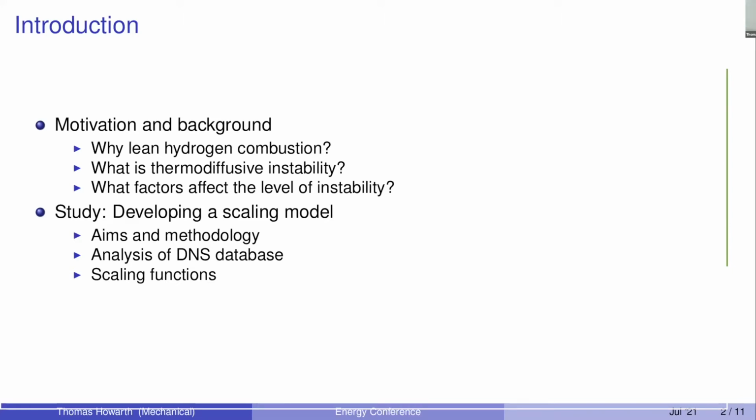Why do we care about lean hydrogen combustion? Why does this lead to, and what is, thermodiffusive instability? This is the combustion instability we observe, and what kind of factors affect the amount of instability we get. This naturally leads us towards a scaling model.